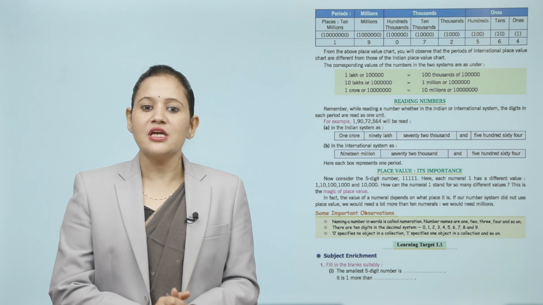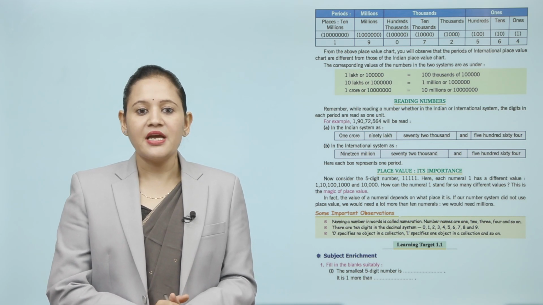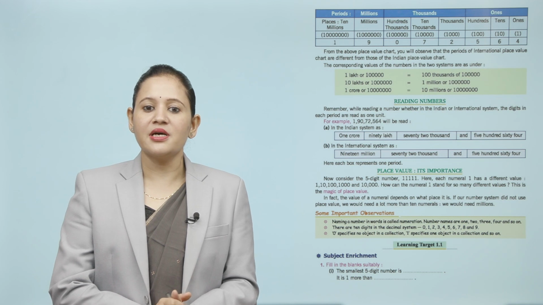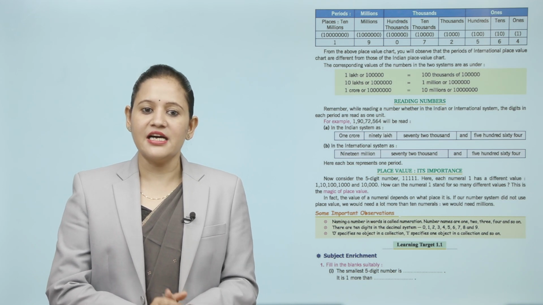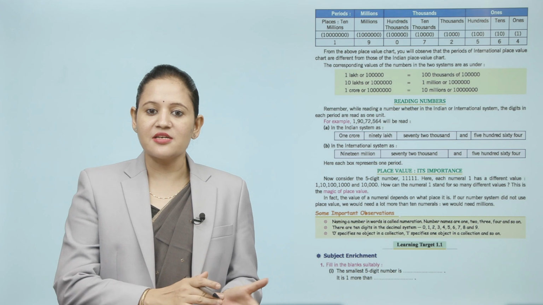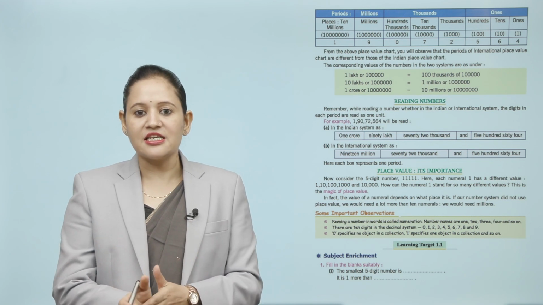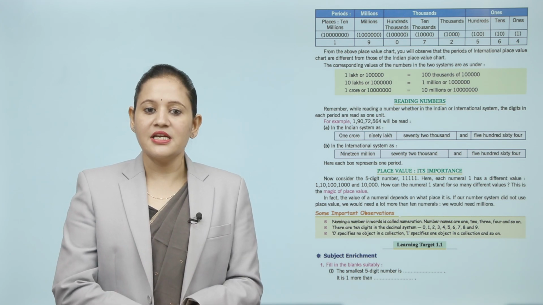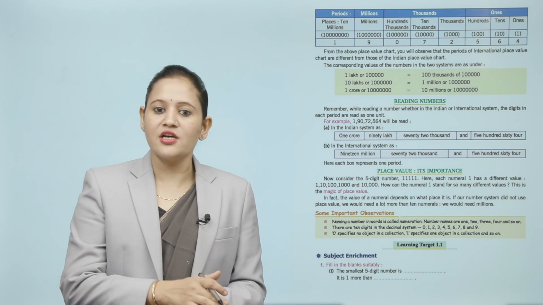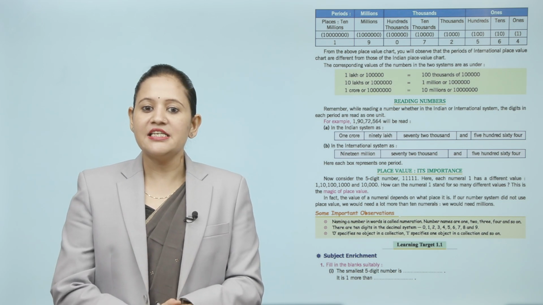From the above place value chart, you will observe that the periods of the international place value chart are different from those of the Indian place value chart. The corresponding values of the number in the two systems are as under. 1 lakh, which is in the Indian system, in the international system that is 100,000. 10 lakh, 1 million, 1 crore, 10 million. Reading numbers.